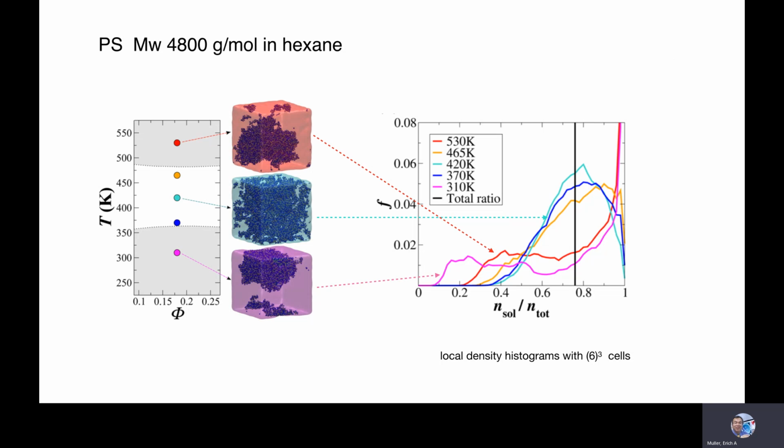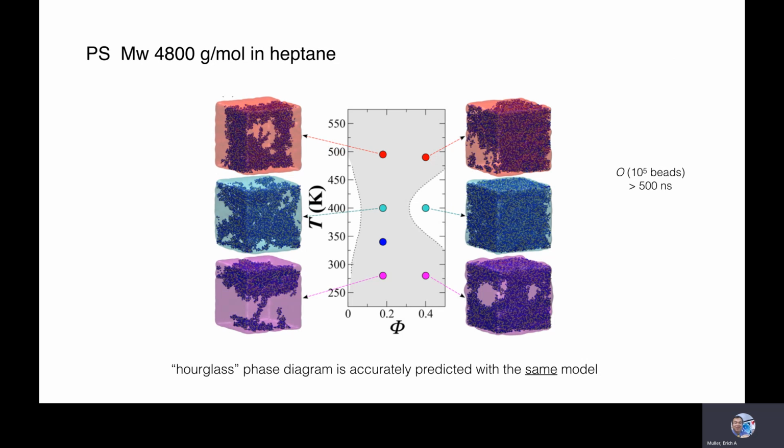An interesting result is that if we now change the solvent from hexane to heptane, instead of finding this upper and lower solution temperature type diagram, we find what is called an hourglass diagram, in which we have regions of volumetric fraction for which there is always a phase separation, but some others where there is a change between a two-phase system and a one-phase system.